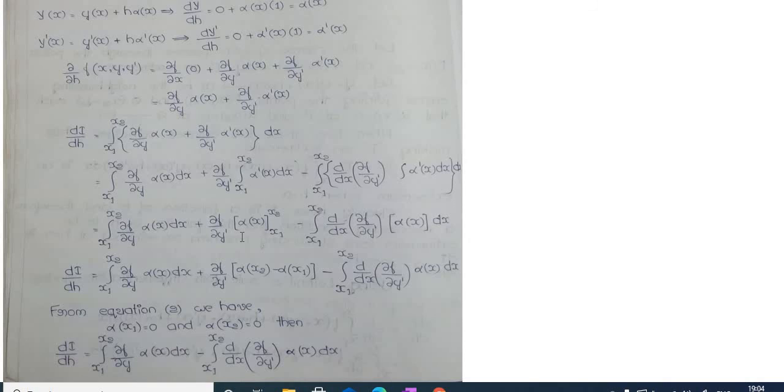Integration and differentiation cancel. We are going to get alpha of x. Here the lower limit is x1, the upper limit is x2. So here also integration and differentiation cancel. We are going to get alpha of x. So this term as it is into dx. Here we are going to substitute the limits: alpha of x2 minus alpha of x1. But the value of alpha of x2 is 0, alpha of x1 is 0. 0 into anything is 0. So we are going to get only the first term and third term.